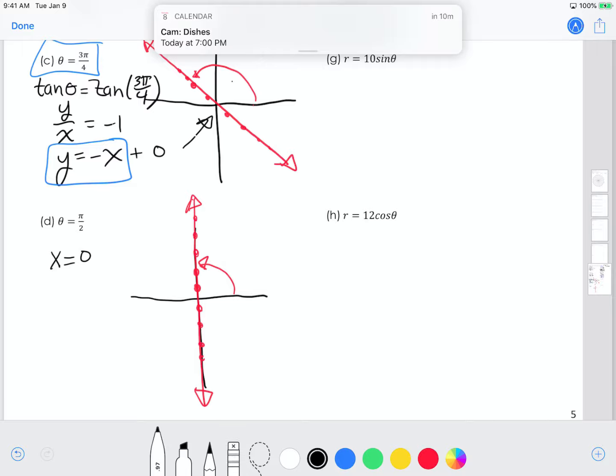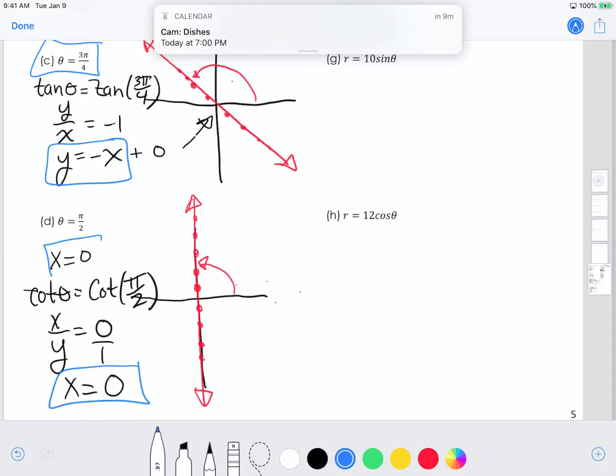You want to try either tangent or cotangent when you've got theta is equal to some angle. So if I try cotangent of both sides, I would write cotangent as x over y, and cotangent of pi over 2 is 0. And then like before, I would cross multiply, so I would have x times 1, which is x, and y times 0, which is 0, and I would get the same thing whether I noticed it by eyeballing it and just visually checking it, or whether I used a trick of taking tangent or cotangent of both sides.